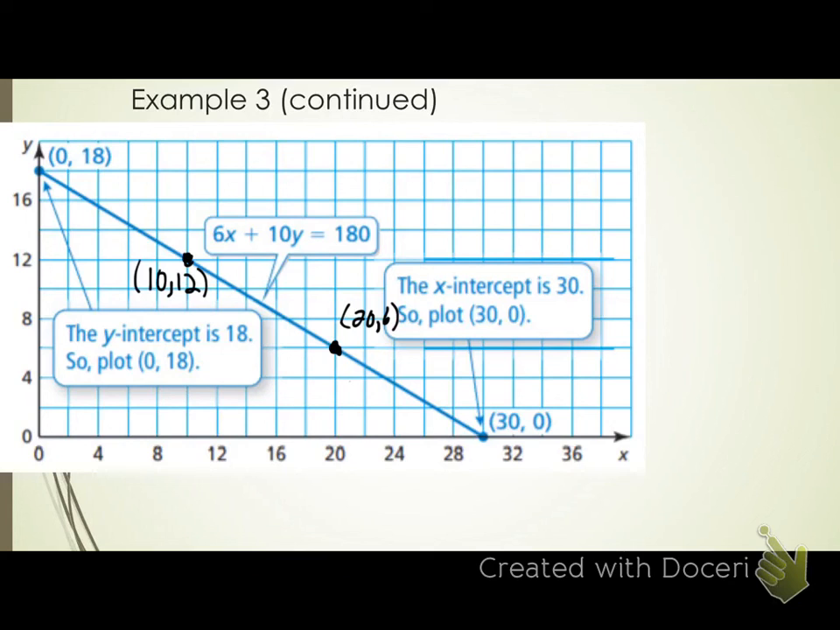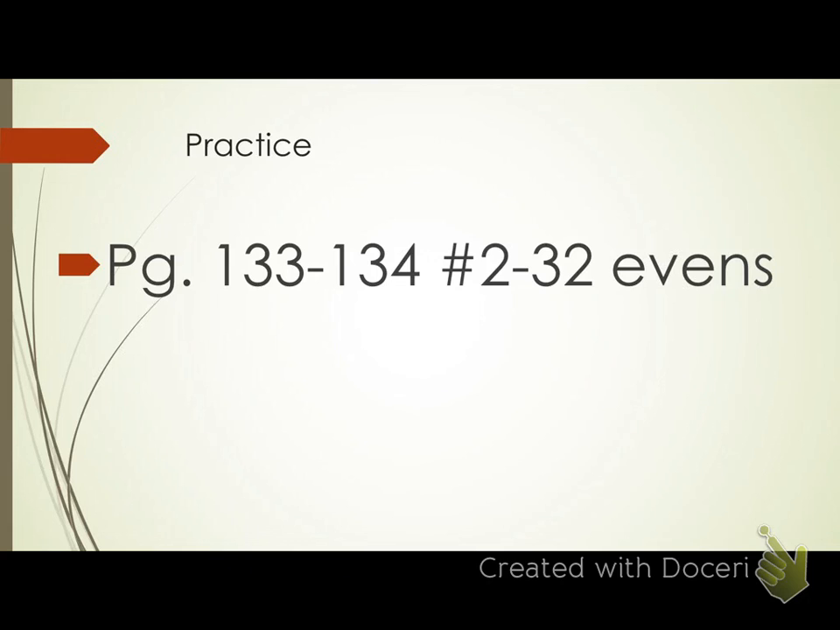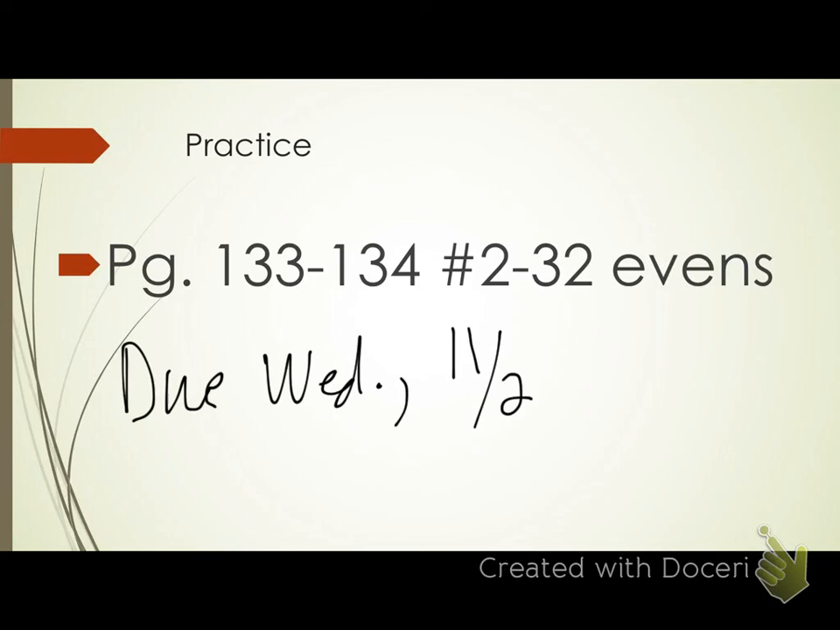Any questions on this last example? No. Can I move on? Yes. Here you go. Page 133 through 134, numbers 2 through 32, evens. This will be due Wednesday, November 2nd, on Canvas. Get this written down. Get the correct heading on your paper: name, date, period, assignment in the upper right-hand corner. Get it written down so I can go over it with you. Do we have any questions about the notes before I end the recording? All right.